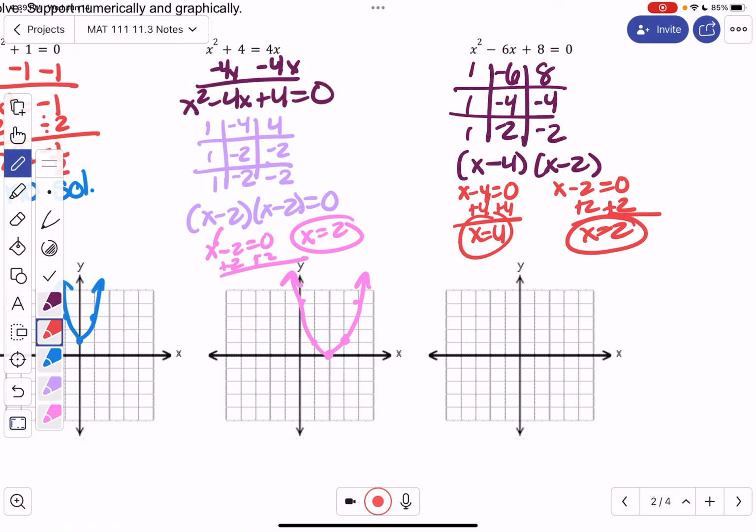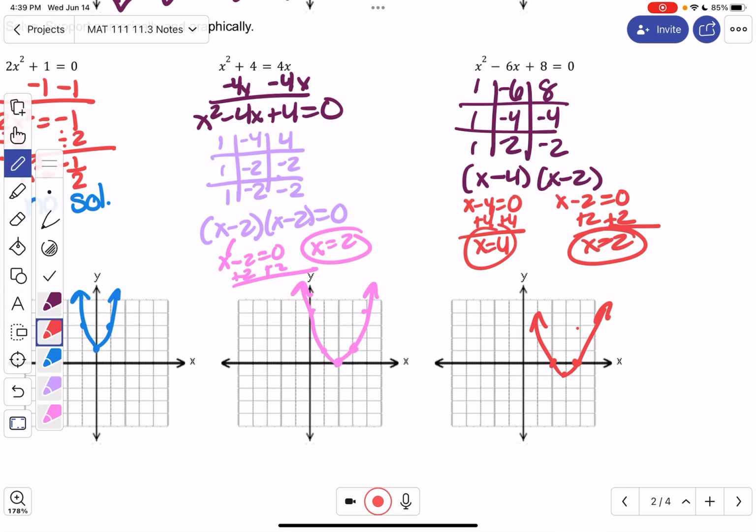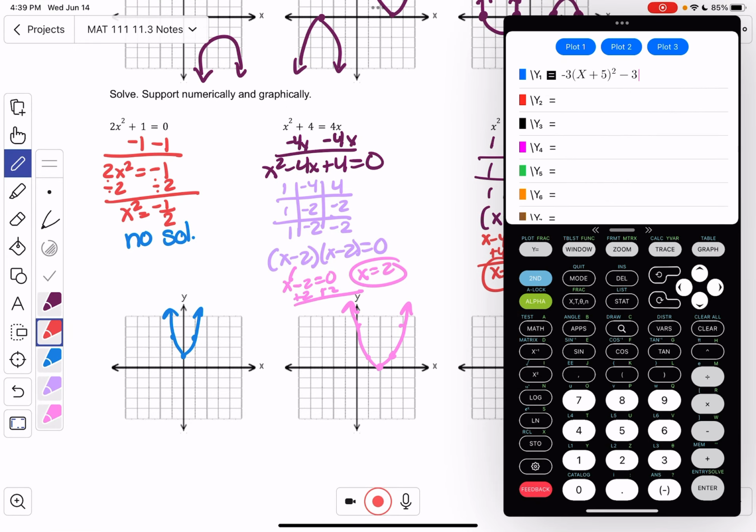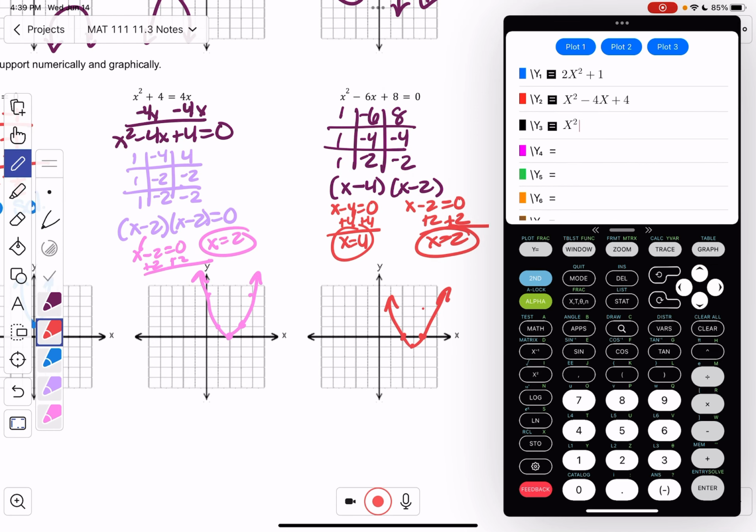If I were to graph this, it would look like that, showing us that there are, in fact, 2 solutions, and that's what they are. So I'm just going to put those in the calculator really quick, just to make sure. This first one, 2x squared plus 1. Then we have x squared minus 4x plus 4. And then we had x squared minus 6x plus 8.